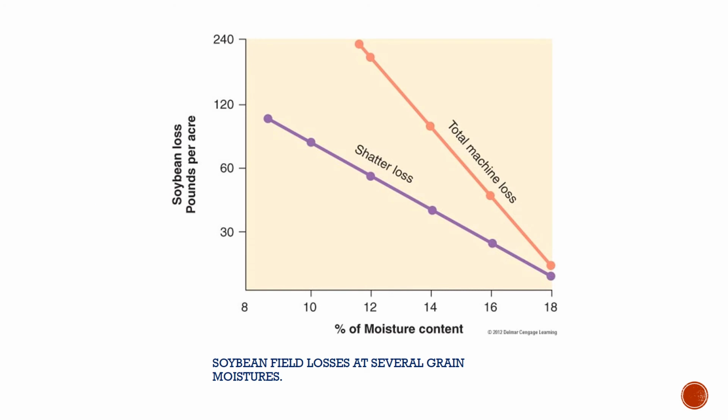So here's an example of soybean field loss at several grain moistures. You can see on the left-hand side, the soybeans lost pounds per acre. So we're talking pounds. We're not talking bushels, okay? And then on the bottom there is the percent of moisture content. So as the moisture content starts to go down, then we start to see some machine loss, then we start to see some shatter loss, and then we'll have another situation on our hands.